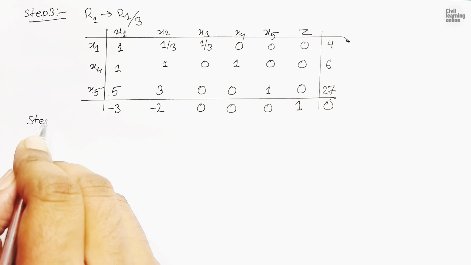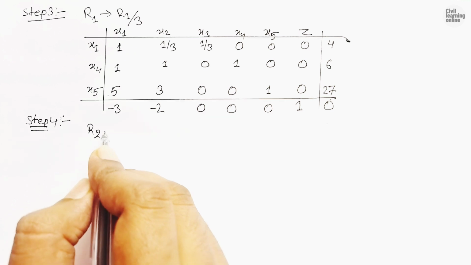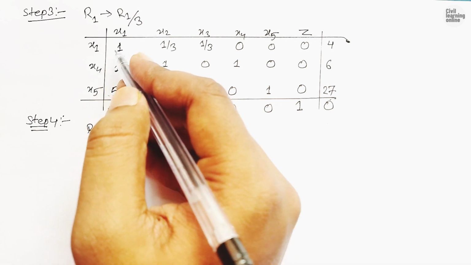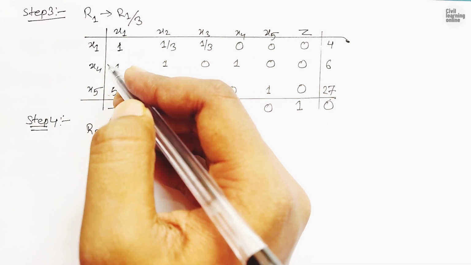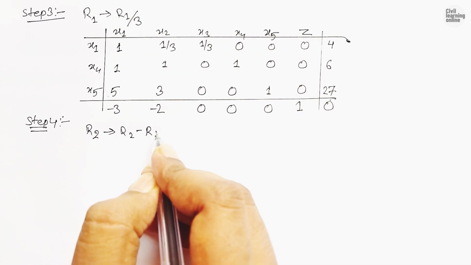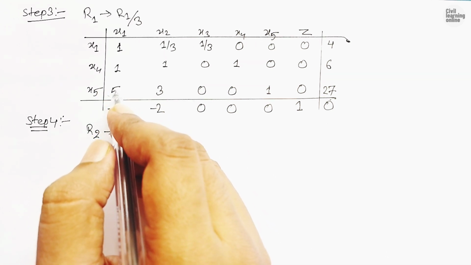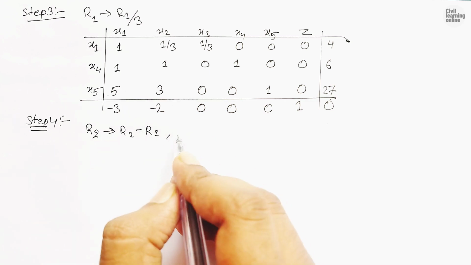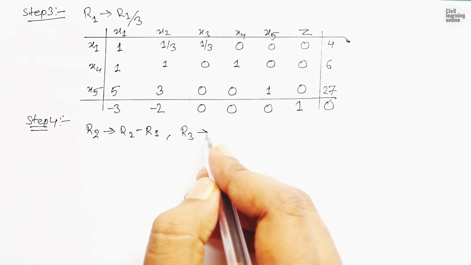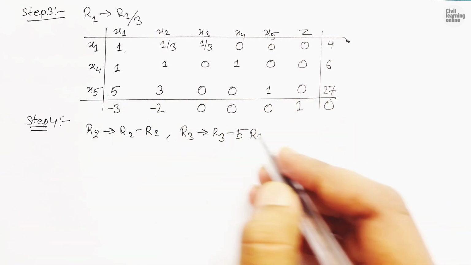So in step 4, R2 implies, how can we make this 1 to 0? If we subtract R1 from R2, then we will get it as 0. So R2 implies R2 minus R1. Similarly, how can we convert this 5 to 0? If we subtract 5 times R1 from here, then we can convert it to 0. So R3 implies R3 minus 5 R1, it will get converted to 0.